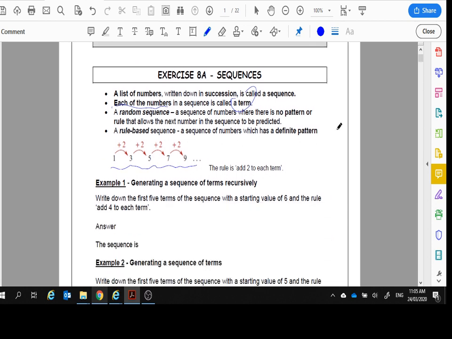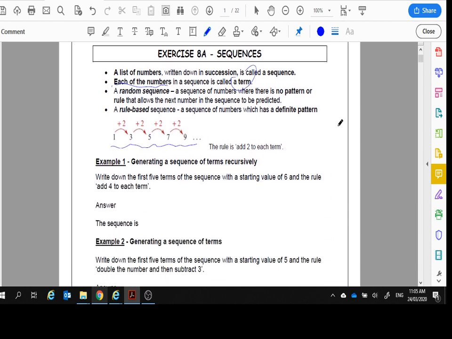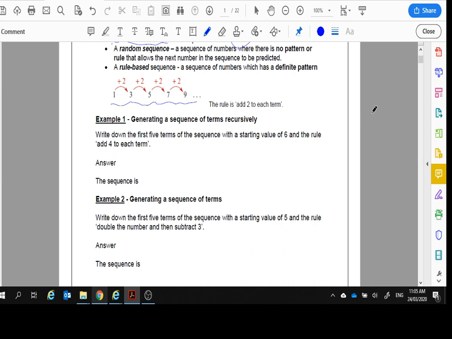Example 1. Generate a sequence of terms recursively. Recursively means one after the other. Write down the first 5 terms of the sequence with a starting value of 6 and the rule add 4 to each.